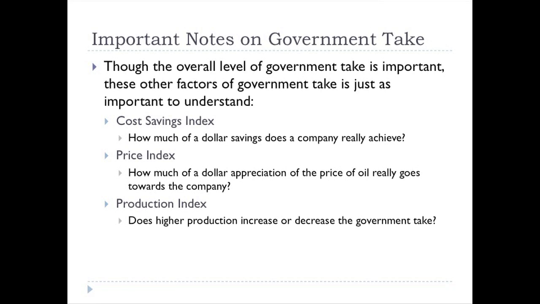We sometimes focus too much on the overall level of government take. This is important because 70% means a lot more than 40%. But there are other factors, such as how much of $1 a company actually saves when they save $1. It's called the cost saving index. Very, very important. In the Gulf of Mexico, you save about 60 cents per dollar of cost savings. In Egypt, you save about 10 cents for every dollar you save, which means there's no incentive whatsoever to be cutting costs in Egypt.